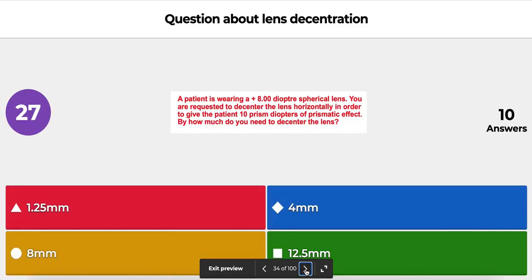The next question: we have a patient wearing a +8 diopter spherical lens, and you are requested to decenter the lens horizontally in order to give the patient 10 prism diopters of prismatic effect. So how much would you decenter the lens? Question about lens decentration.